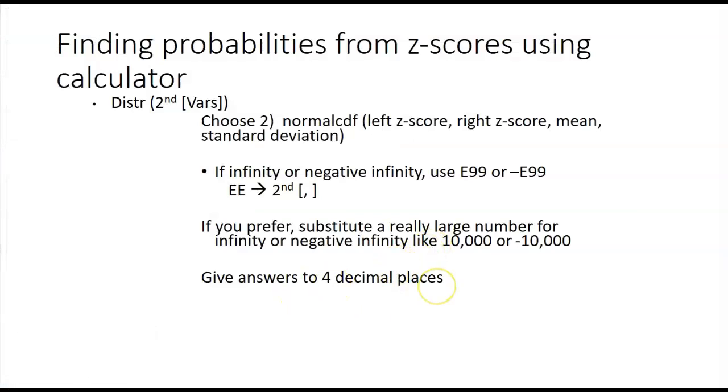Okay, we're always going to give our probabilities to 4 decimal places, and our z-scores we'll actually give to 2 decimal places, which I'll talk about in a few minutes.